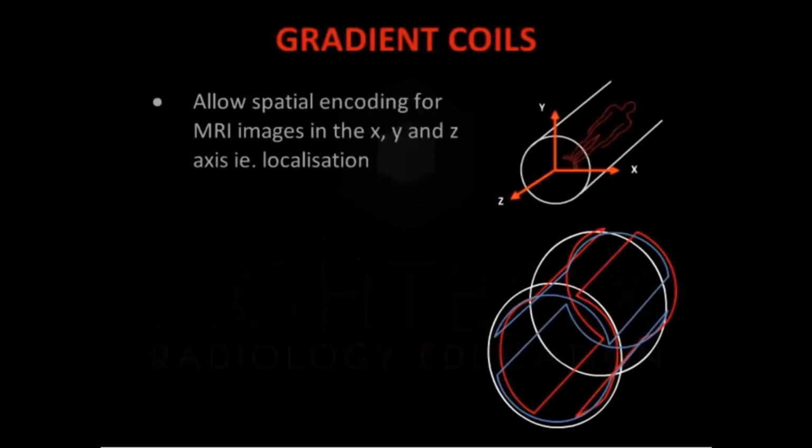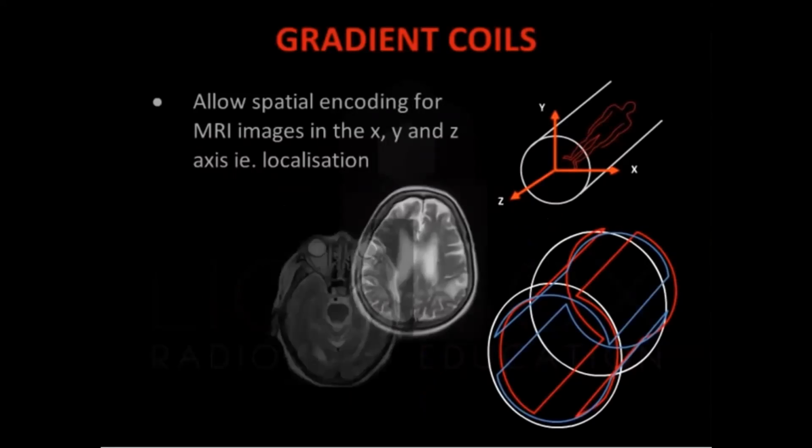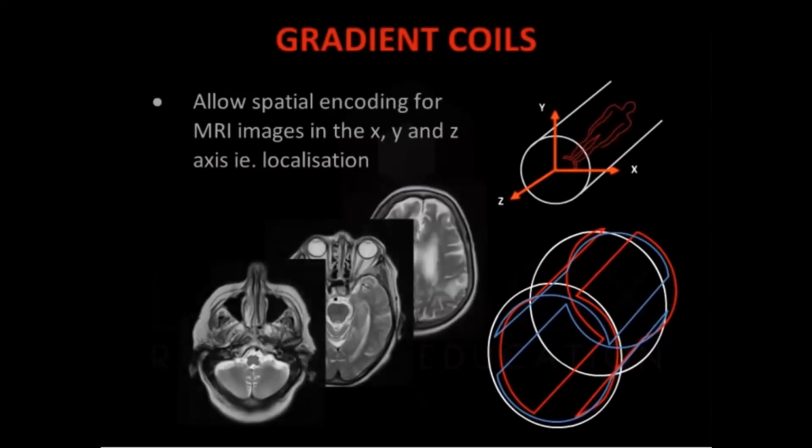Gradient magnets alter the strength of the primary magnetic field, thereby changing the precession frequencies between slices. This can then be used for slice selection and localization in the X, Y and Z axes, called spatial encoding, of MR images. The Z gradient runs along the long axis to produce axial images. The Y gradient runs along the vertical axis to produce coronal images, and the X gradient runs along the horizontal axis to produce sagittal images.